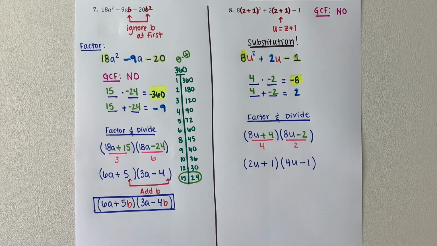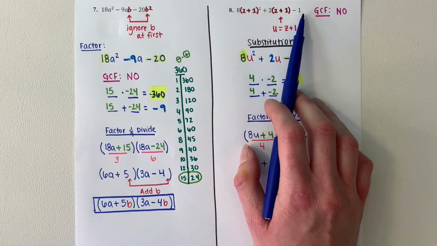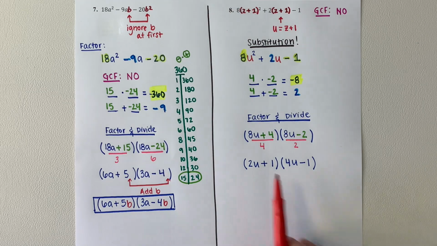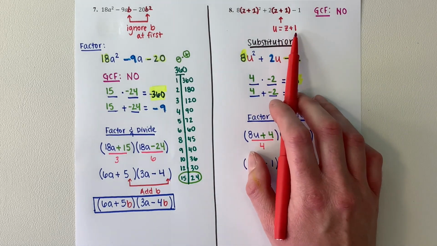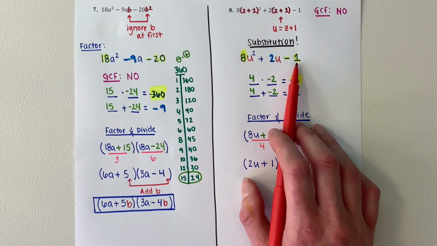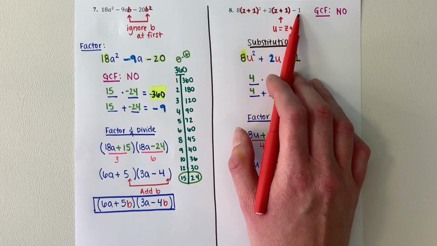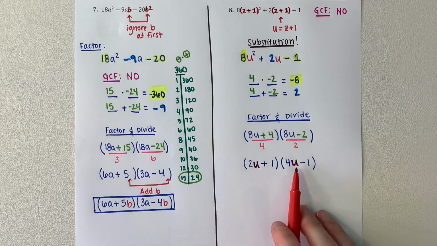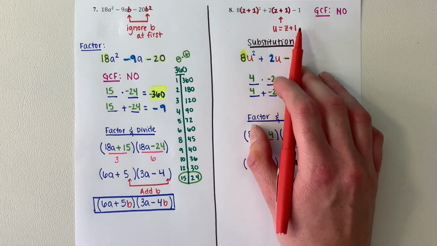But we are not finished. Our original problem did not have u's in it. So our final answer should not have u's in it. Remember that we defined u to be equal to z plus 1. We used substitution here because this is a lot easier to factor than this original problem. But for our final answer, we have to make sure to replace these u's with the quantity z plus 1.